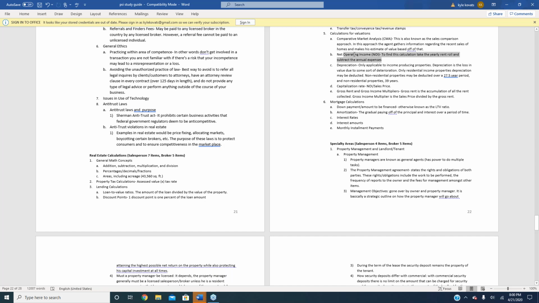NOI, net operating income. You would use this with investment properties. You just take the gross income the property generates minus the operating expenses. So again, you just take the gross income minus the operating expenses.